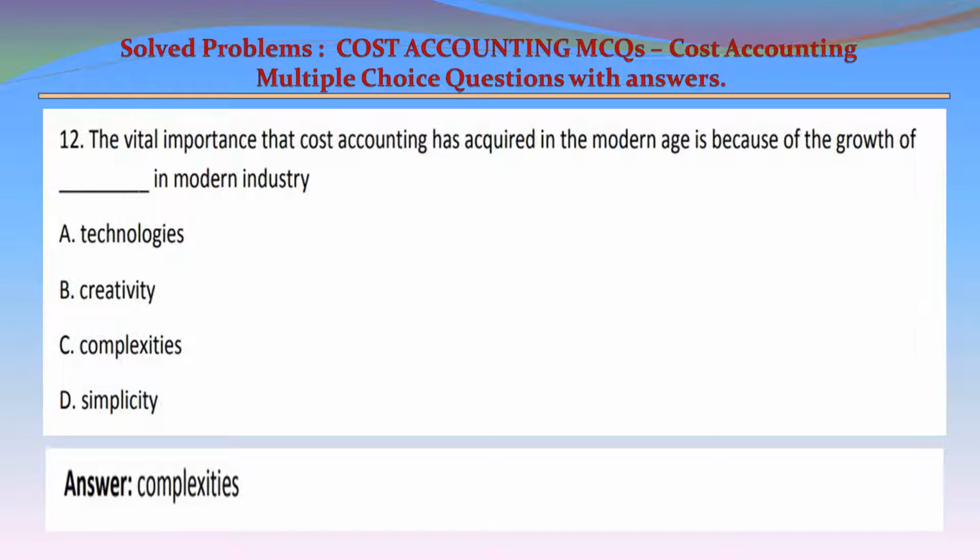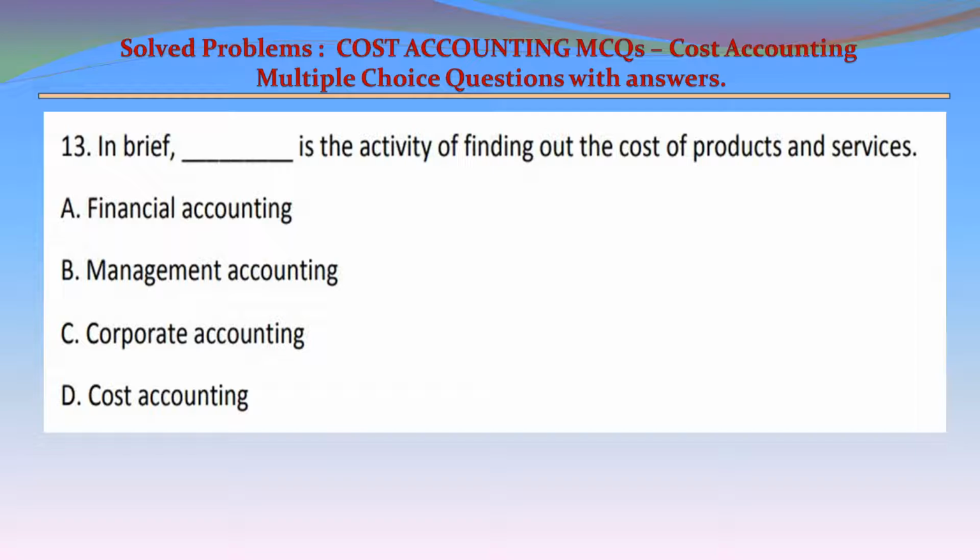Answer C, complexities. 13. In brief, dash is the activity of finding out the cost of products and services. Option A, financial accounting. Option B, management accounting. Option C, corporate accounting. Option D, cost accounting.